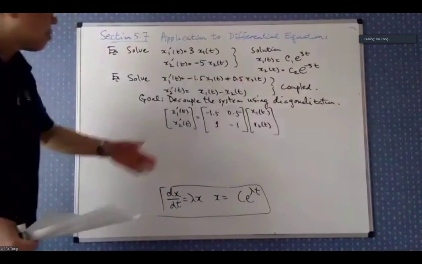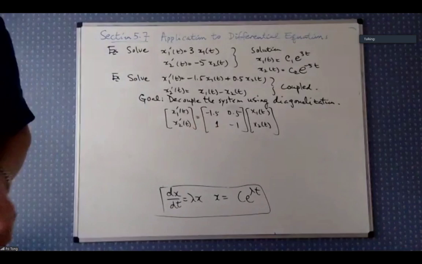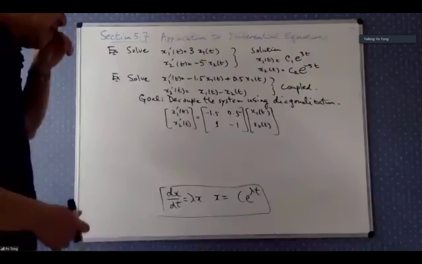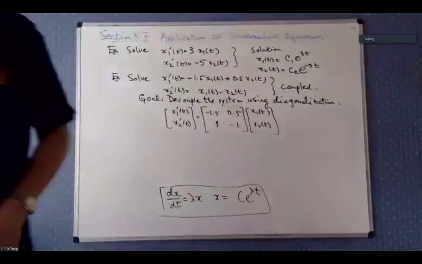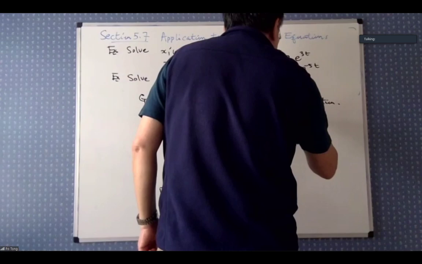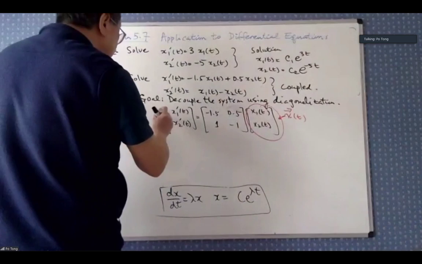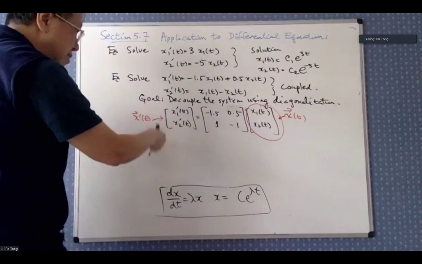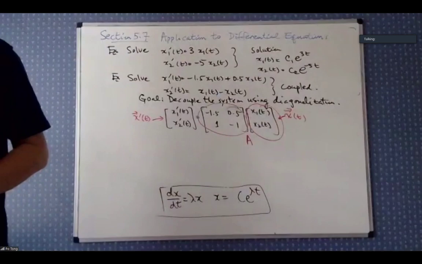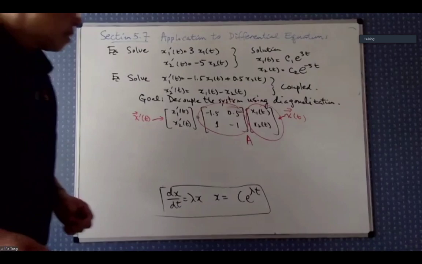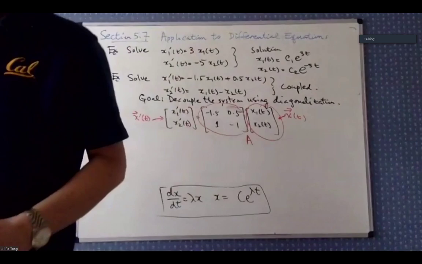Do you agree that this can be written like this? Yes. Very good, thank you. Now this whole thing we're going to call x(t). This arrow here means it's a vector, but the entries are functions. So this one will become x prime(t), as a vector, and this is my matrix A. And I am going to diagonalize A. Later on, you will see why the diagonalization helps. So let's just diagonalize it.